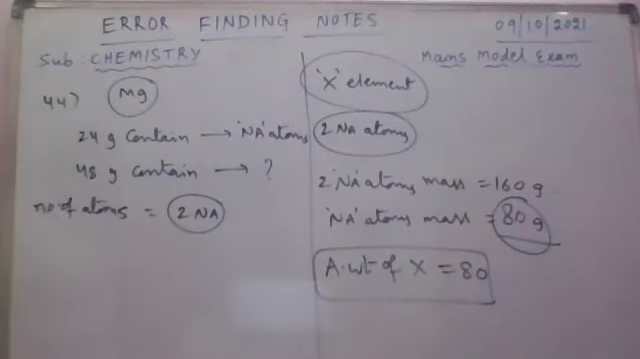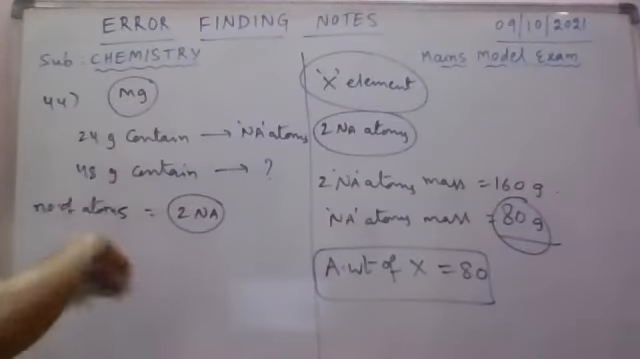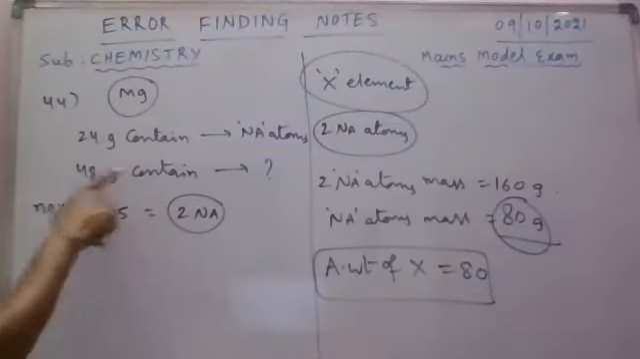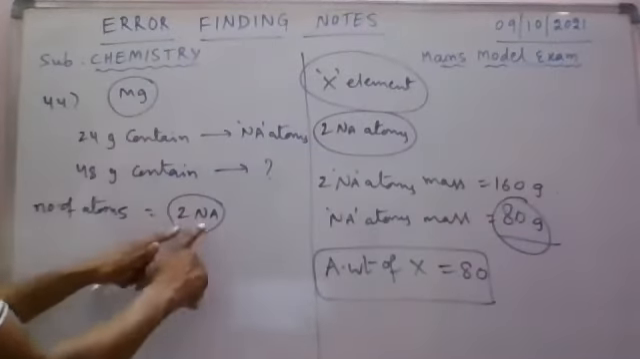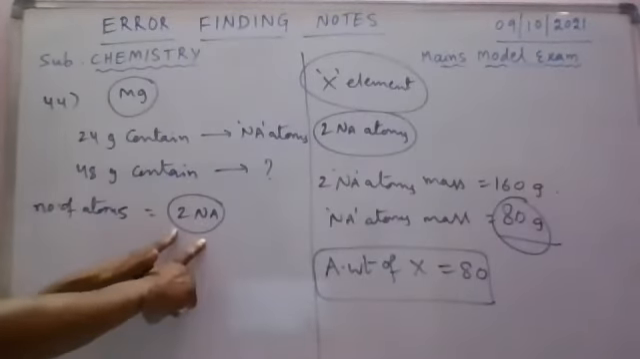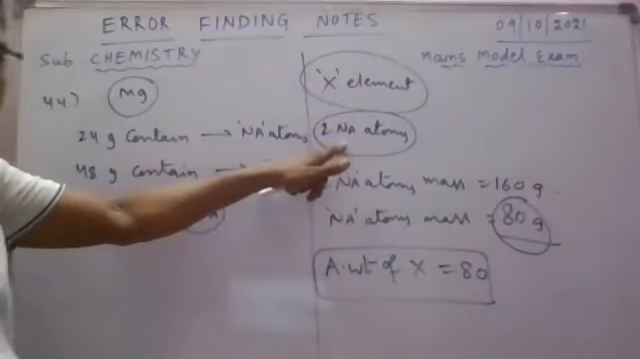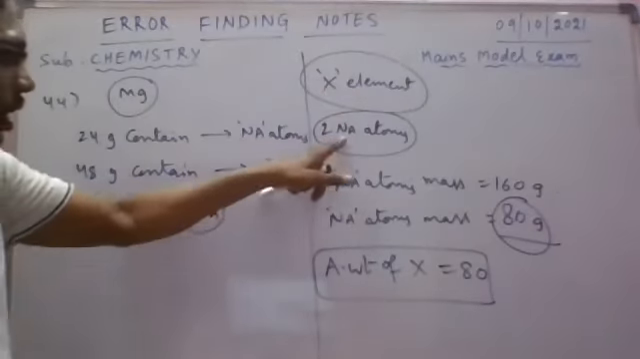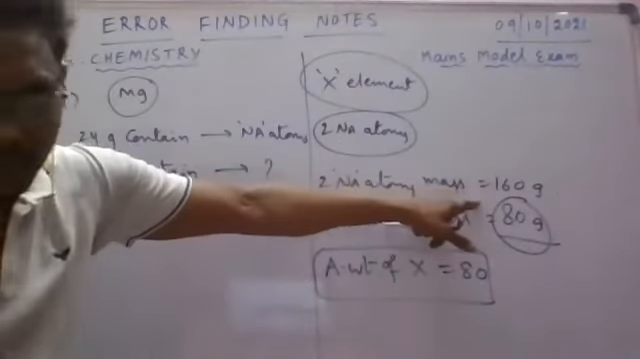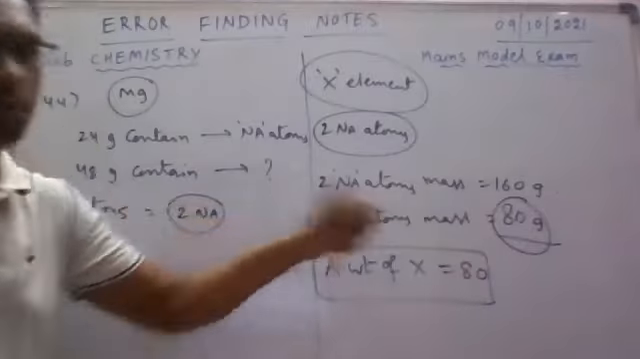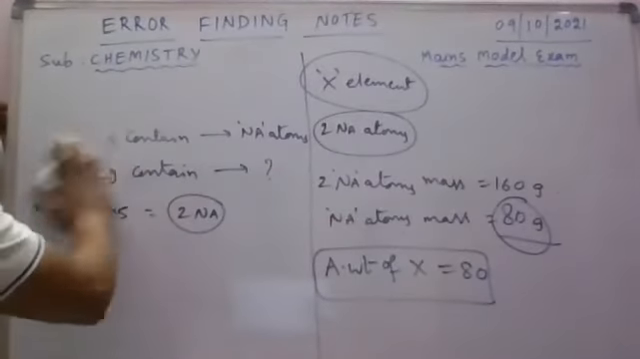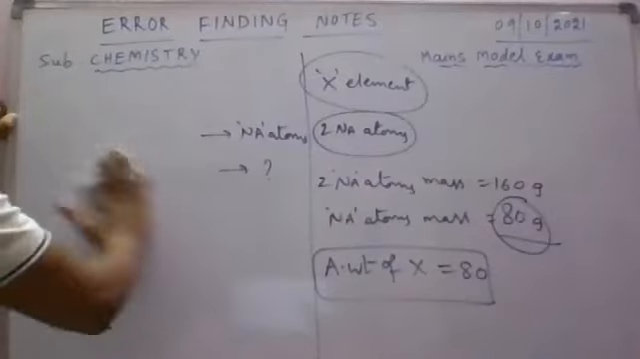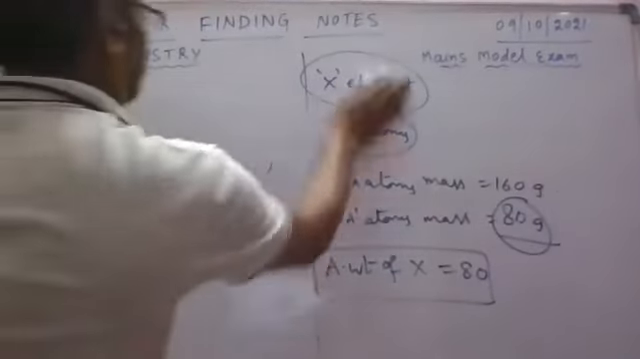Is it clear? Understand the data. 48 grams of magnesium contain the same number of atoms, so 2 into Avogadro number of atoms. So element X also contains 2 into Avogadro number of atoms, with mass 160 grams. Avogadro number of atoms has mass how much? 80. Then the atomic mass of the unknown element is 80.